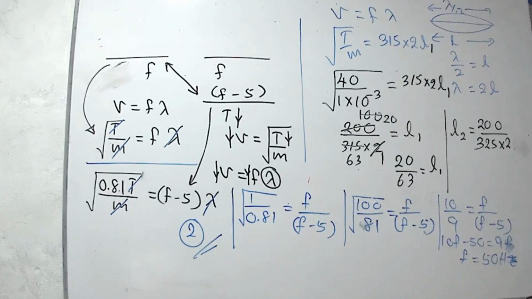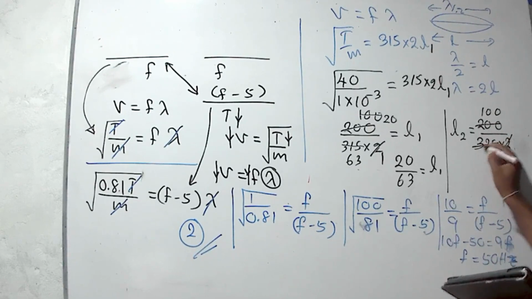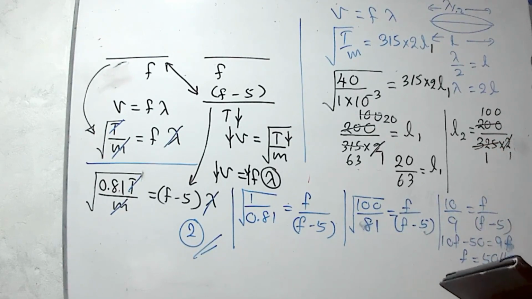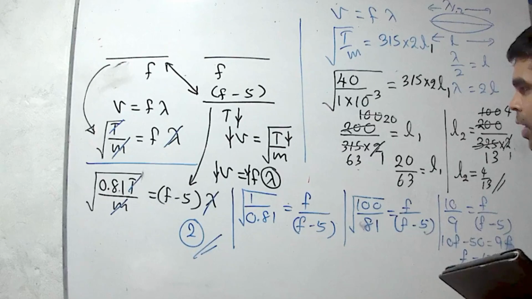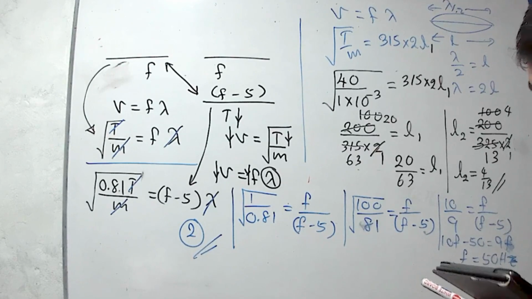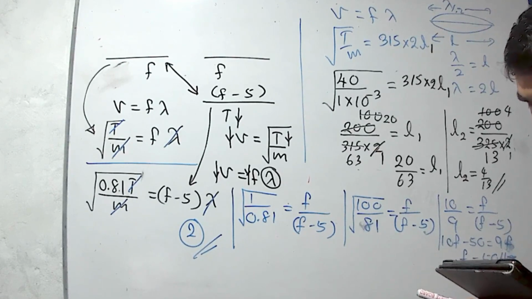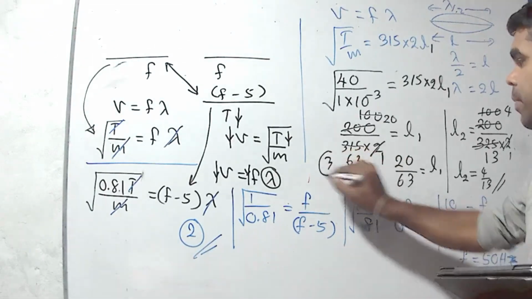I have subtracted L2. Divide by 2, 1. Divide by 200. Then we can divide by 25. 32 divided by 25, 1. 7 remaining. 75 divided by 25, 3. 4 over 13 is the resonance length in the second situation. Then the answer should be 4 over 13 and 20 over 63. The third one is the correct answer.